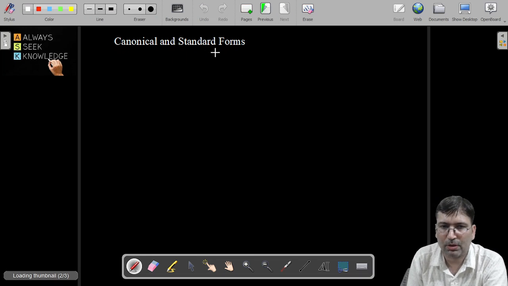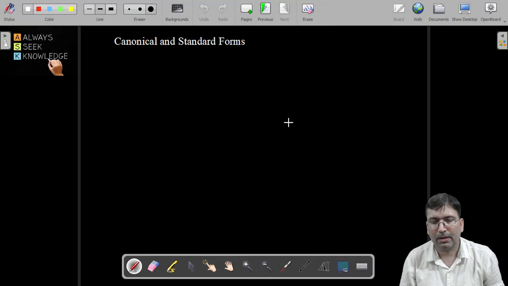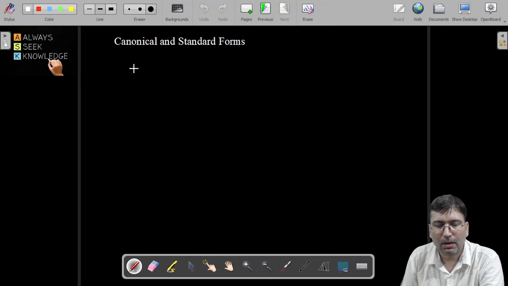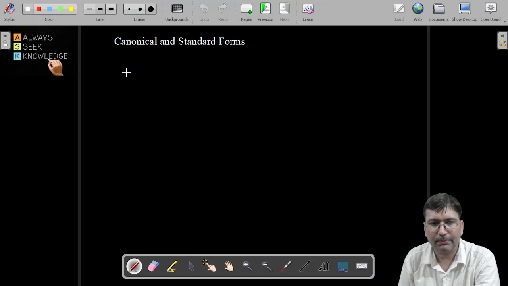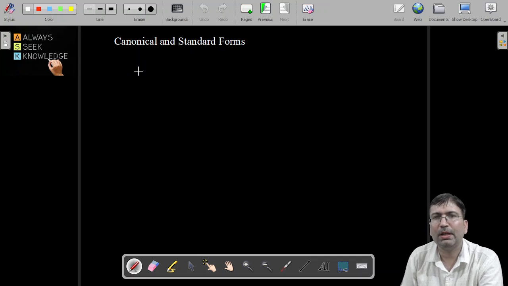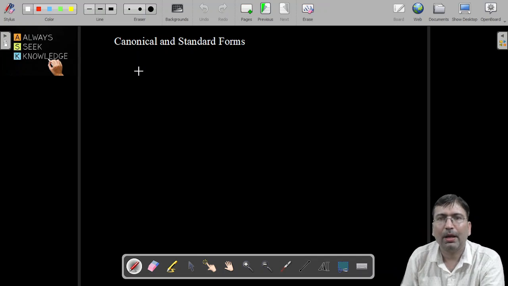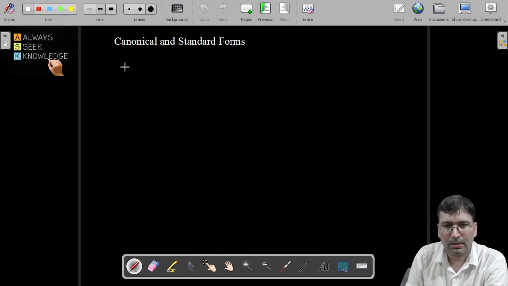Now let's talk about the canonical form. So what is the canonical form? In Boolean algebra, we have Boolean functions, right? And Boolean functions we define by using n number of Boolean variables.